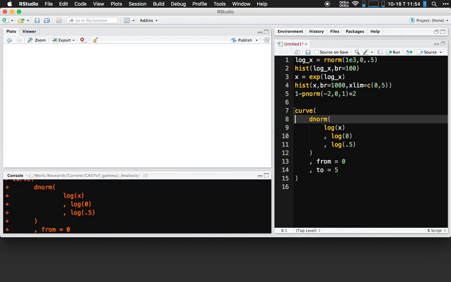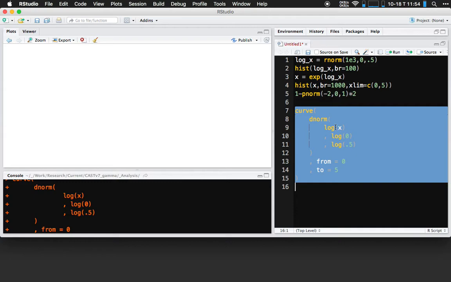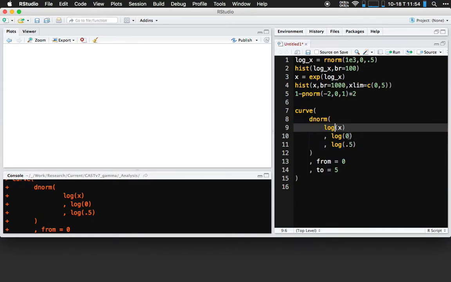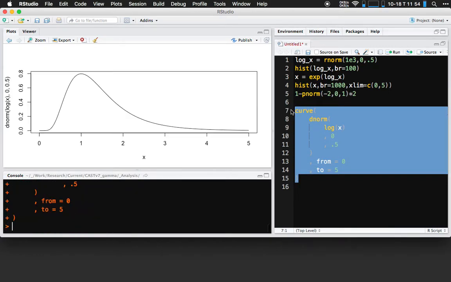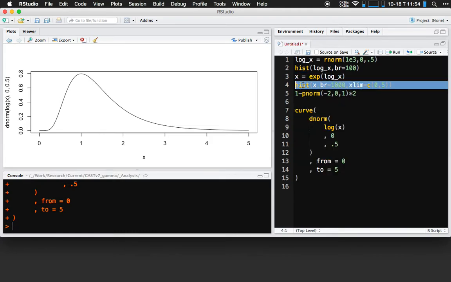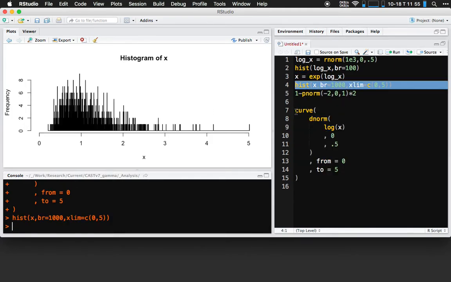A trick in RStudio is you can be anywhere within a block of code and hit Command Enter and it will send the whole thing. It's the same as selecting the whole thing, but what's going on? Oh, I don't want log of 0, I want log of 1. Actually, I want 0 and 0.5, not logged. So that looks the same as the outline of that hist x.